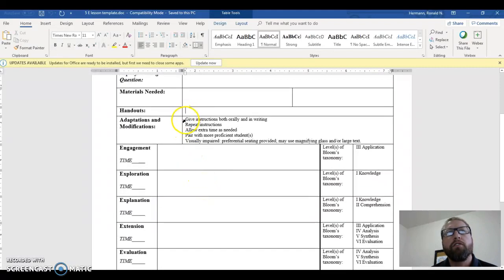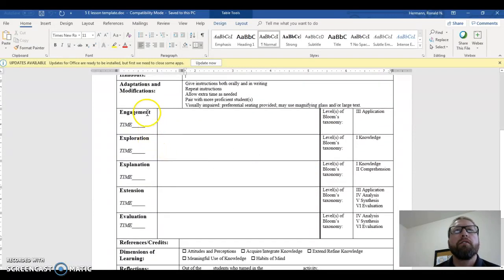Then there's a section which is just really general, and I've put some ideas of things in here. You can omit these, you can add to them if you need. These are just general adaptations and modifications for students that may have IEPs or 504 plans. And then you see each of the 5 E's, and here's where the time stamp will go. So if you think the engagement's going to take 10 minutes, you'd write 10 minutes in there, and so on. So you can decide how long the lesson is. If it's a middle school, it might be a 50-minute lesson. If it's high school, it might be an hour and a half. So you can think about that.